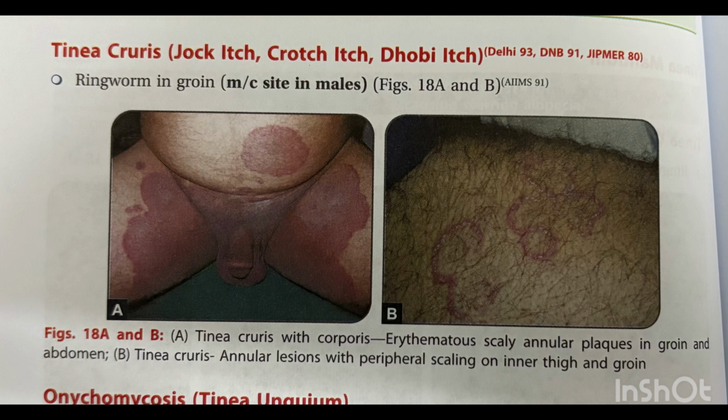Ringworm in groin, most commonly seen in males. Figure 18A, tinea cruris with corporis, erythematous scaly annular plaques in groin and abdomen. Tinea cruris, annular lesions with peripheral scaling on inner thigh and groin.